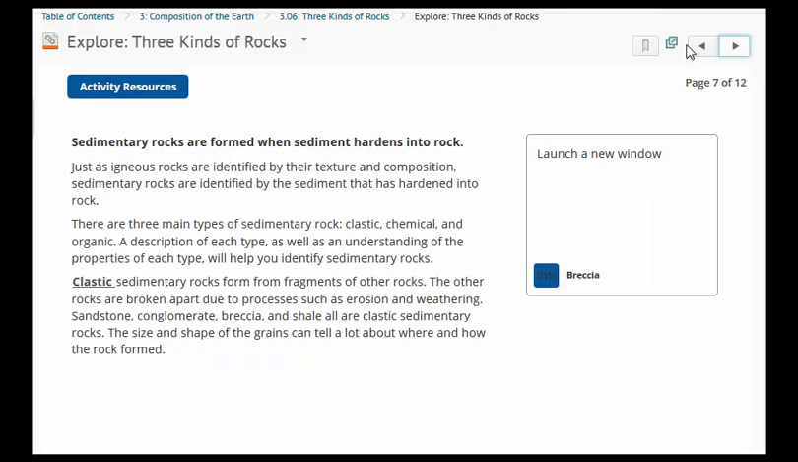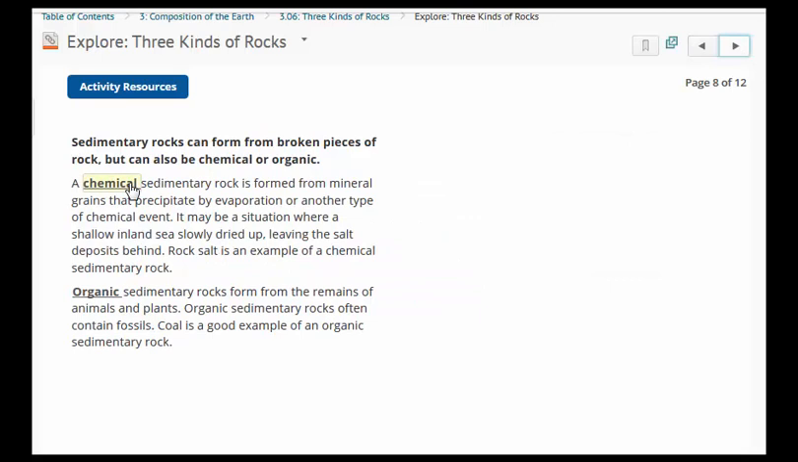Sedimentary rocks, let's move on to those. It's formed when, you guessed it, sediment hardens into a rock. There are 3 kinds, clastic, chemical, and organic. Make sure you know that chemical sedimentary rock is formed from mineral grains that form when a lot of evaporation happens. So make sure you know that chemical sedimentary rocks are composed of material evaporated from seawater. Organic ones are formed from remains of animals and plants.